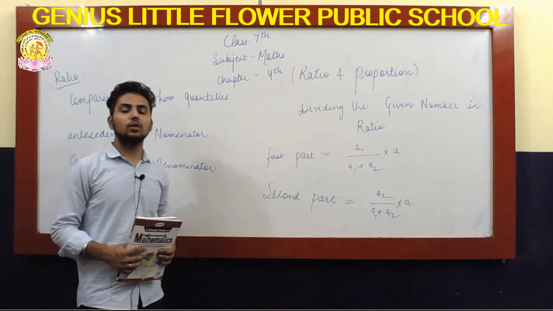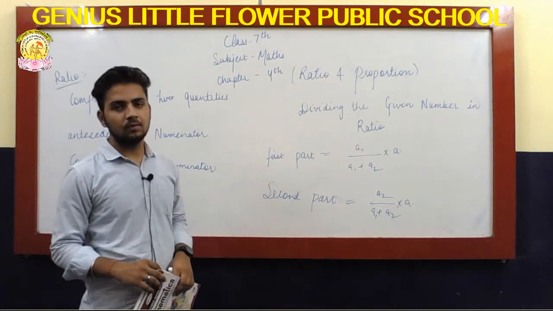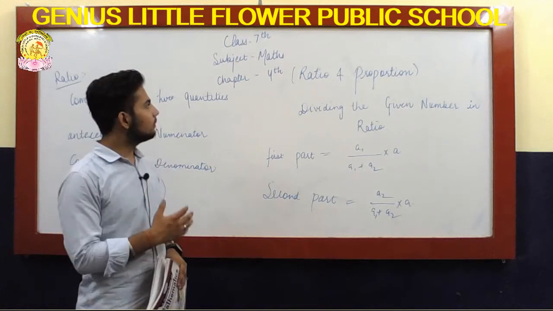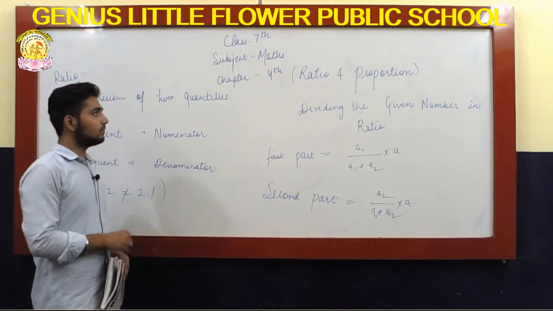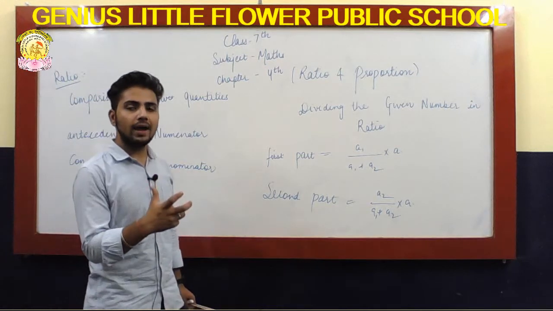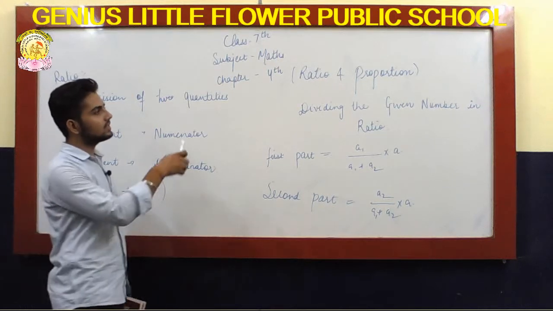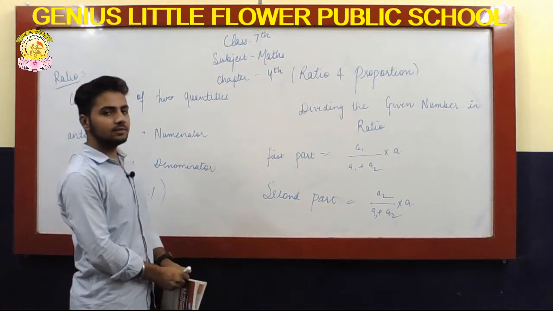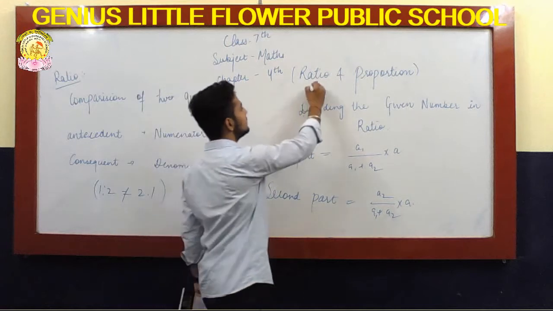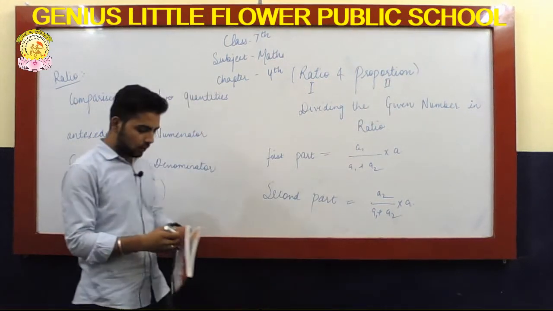So in this class we are going to discuss chapter 4, ratio and proportion. Before starting this chapter, we have to discuss the meaning of ratio and proportion. We are dividing this chapter in two parts. First is ratio and second is proportion. This is quite an easy chapter.